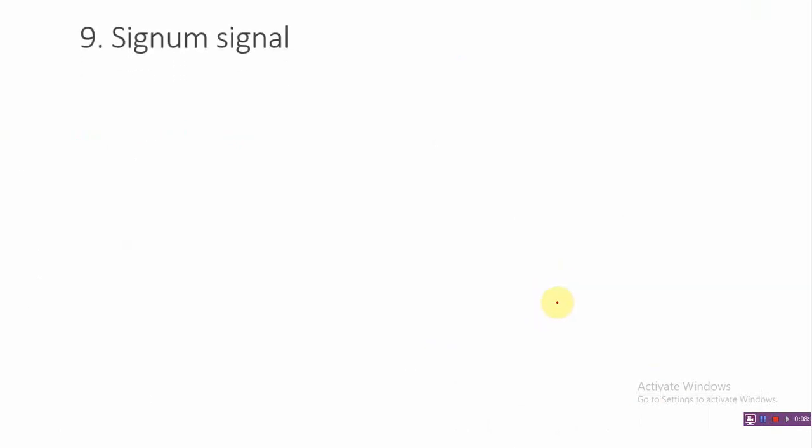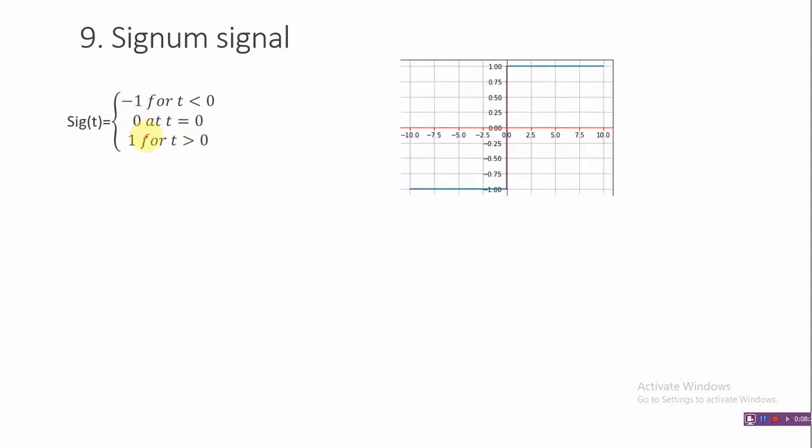So next we have the signum signal. The signum signal is defined by sgn of t, that is equal to minus 1 for t less than 0 and plus 1 for t greater than 0, and its value is 0 at t equal to 0. So this is shown here.